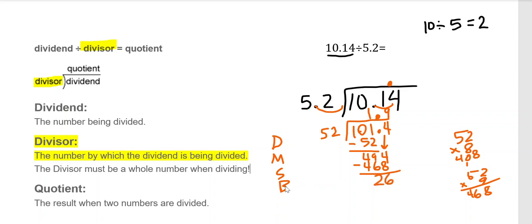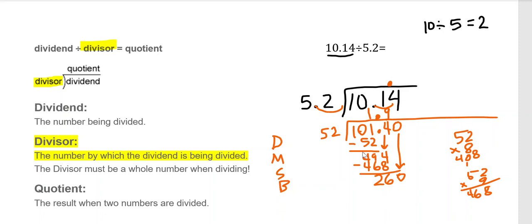And then I'm back at bring down. I bring down the next digit. So I can continue bringing down another digit. I can put as many zeros at the end of that decimal number that I want and continue dividing, continue bringing down the next digit. So now we have 260 divided by 52.